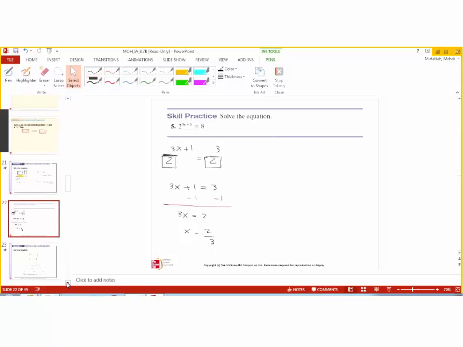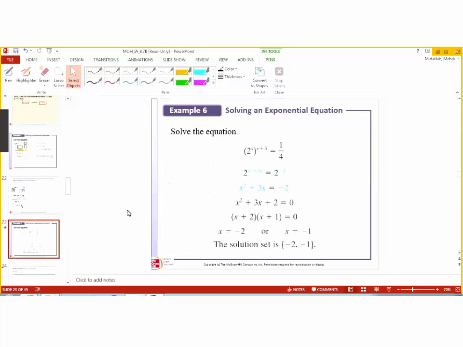You're welcome. So let's take a look at the next example. Solve where we need to make the base the same. So in this case, here we have 1 over 4, and the base here is 2. So on the left hand side, I have 2 to the power of x to the power of x plus 3. On the right hand side, I can make this 2 to the power of 1 over 2 squared.